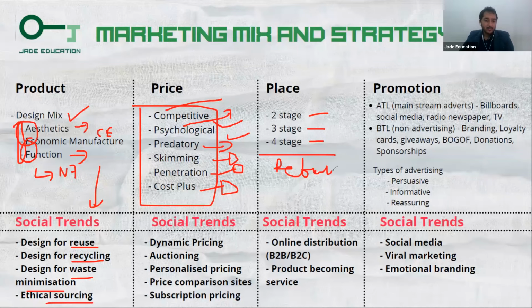And of course, even for place, we have a social trend today. What is that? Well, online distribution. That's the main one. And you're dividing the online distribution into B2B and B2C as well. Not only in online, you can even divide it in general as B2B and B2C. Business to business, like certain things you supply to businesses, certain things you supply to consumers. B2B is like machinery, B2C is like, well, food.